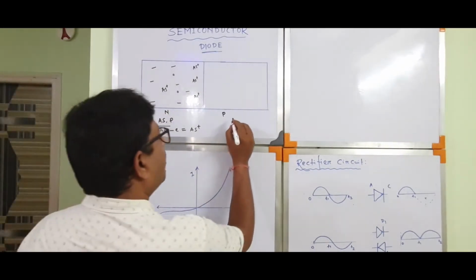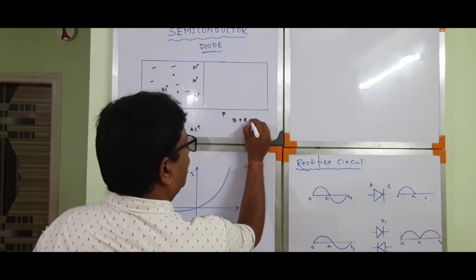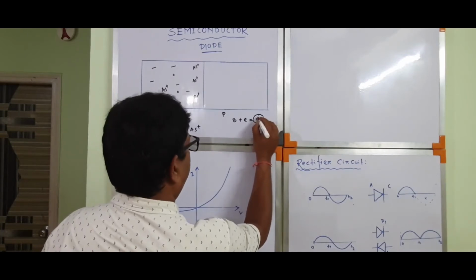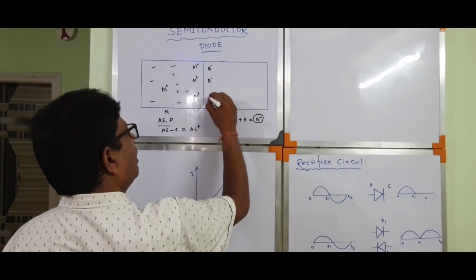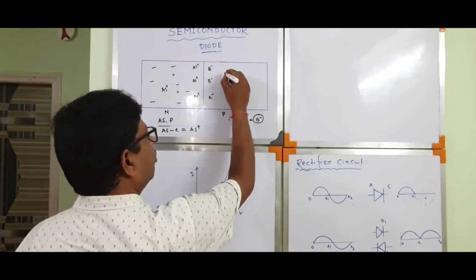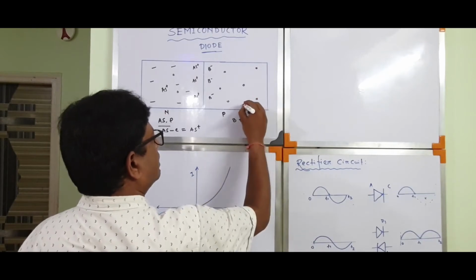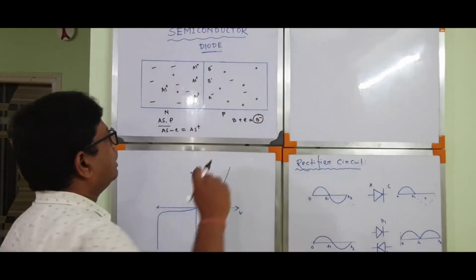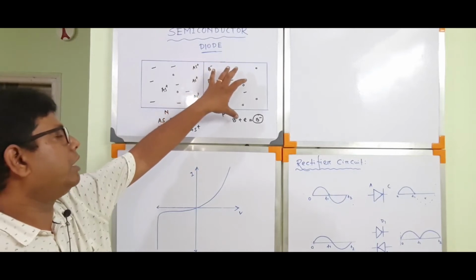For P type, you add boron or aluminum, which after accepting one electron becomes a B minus immobile ion. So B minus immobile ions are there. For the P type semiconductor bar, the majority carriers are holes, so a huge number of holes are there, and a few minority carrier electrons are there. So this is the N type semiconductor bar and this is the P type semiconductor bar.